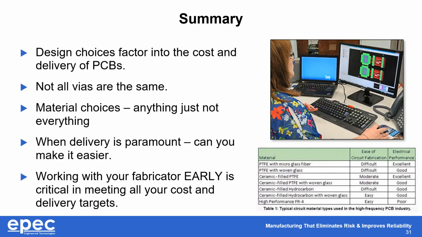So really in summary, design choices factor into the cost and delivery of printed circuit boards. It's one of those things that we talk about all the time with customers. You can have anything you want, but it's hard to give you everything, right? That's why we want you to call us early so we can help you with that process. Not all vias are the same, and we've talked about that ad nauseum here, but there's a lot of difference between how many times parts have to go through processing depending upon what via they have. Material choices, right? We go back to this again, that there are lots of choices out there, but there are also ways you can help yourself, especially when it comes to cost and delivery. And when delivery is paramount, you can make it easier on yourselves and on us.